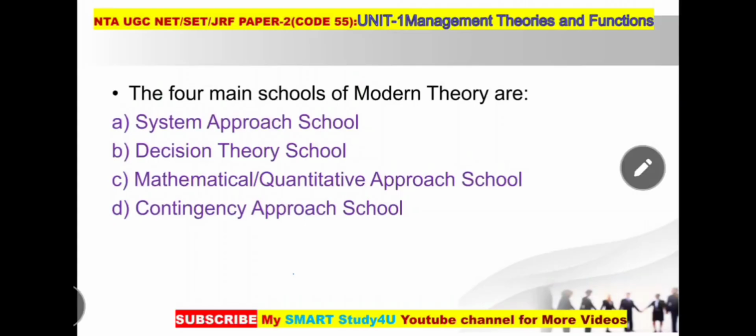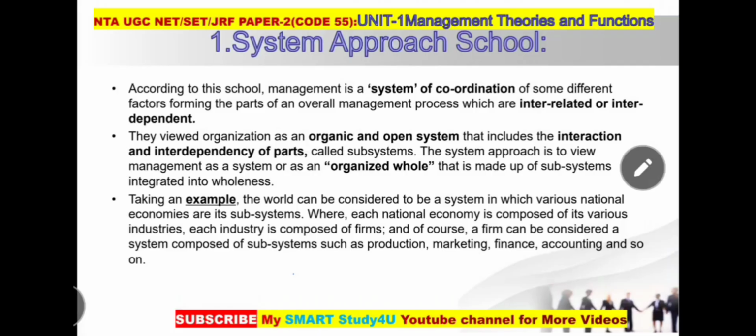First is the system approach school, then the decision theory school, the mathematical or quantitative approach school, and the contingency approach school. First is the system approach school. The father of the system approach school is Ludwig von Bertalanffy. You have to remember that the father of the system approach school was Ludwig von Bertalanffy.